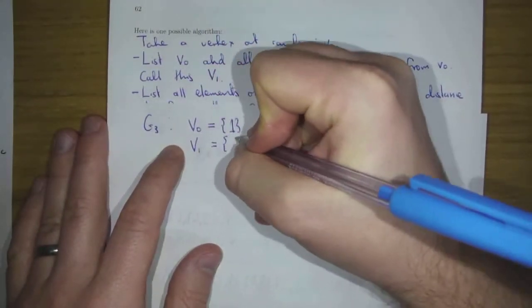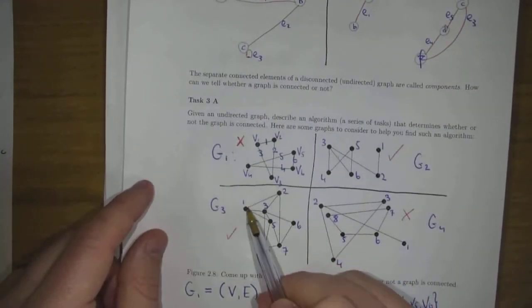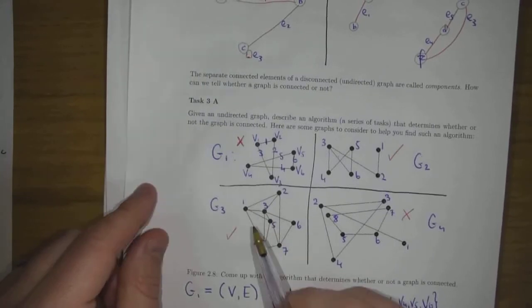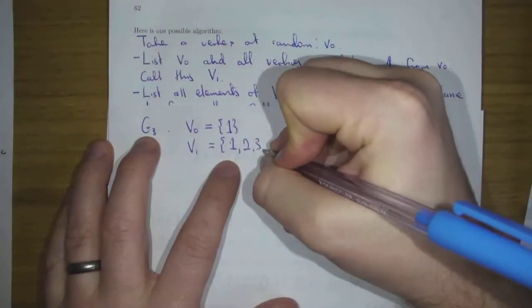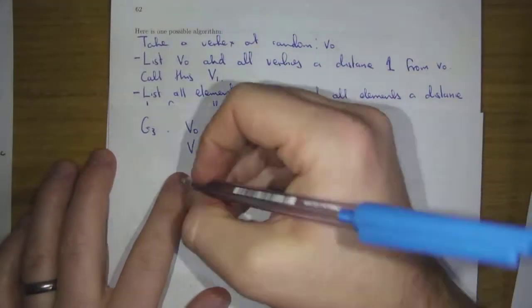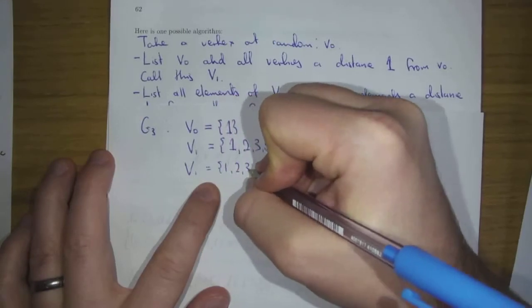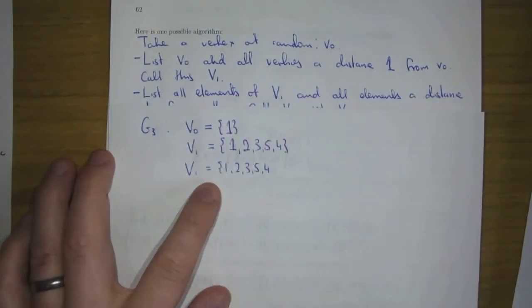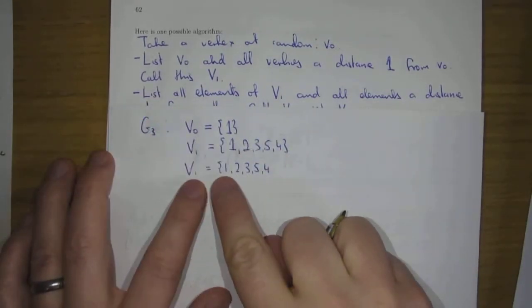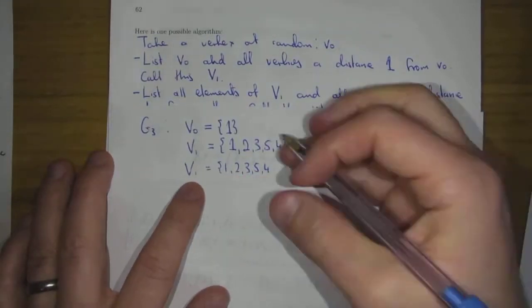So V1 consists of, so you take 1. Now let's see everything that's a distance 1 from 1. So I got 2, 3, 5, 4. Now what you do is you go again, list all the elements of V1, which is 1, 2, 3, 5, 4. And then all the elements, now it's a set, now it says list, I kind of mean a set there. All the things that are 1 away from 1, 1 away from 2, 1 away from 3, 1 away from 5, 1 away from 4, but I don't repeat myself.